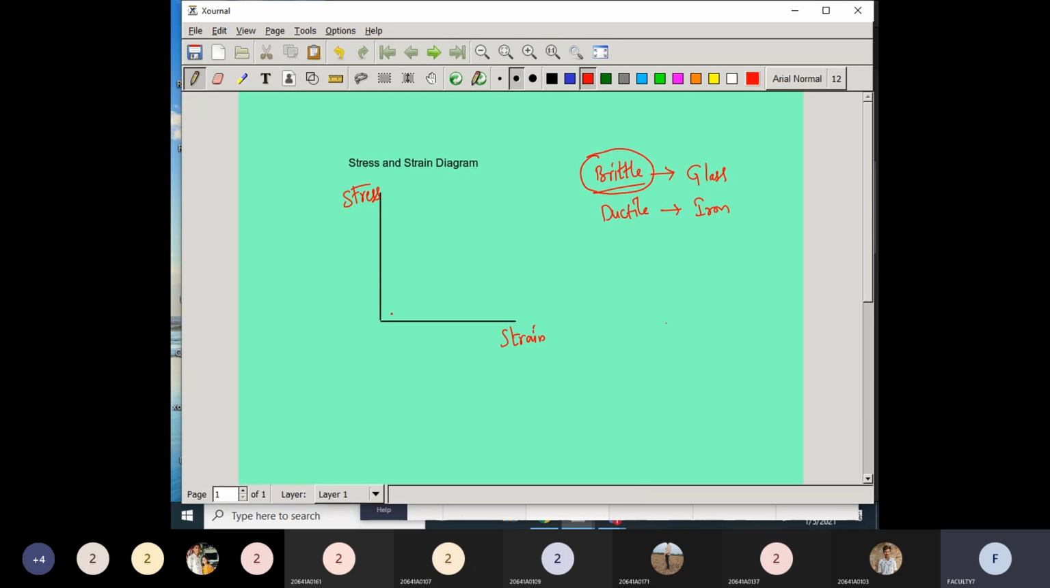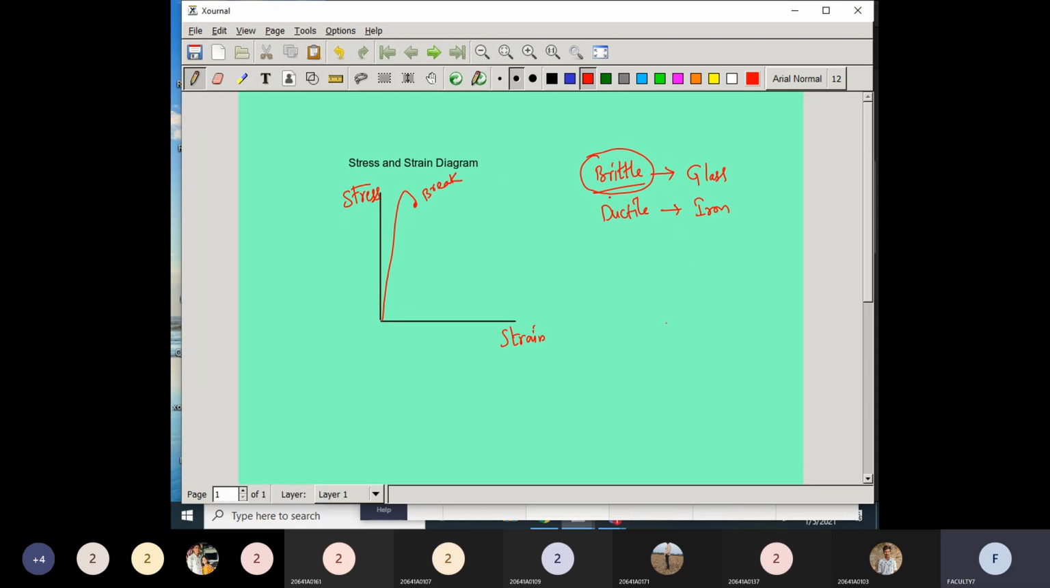the graph will be like this. You are going to get a graph somewhat like this, and thereafter, if you reach this point here, the material will break into pieces. The glass will break into pieces.